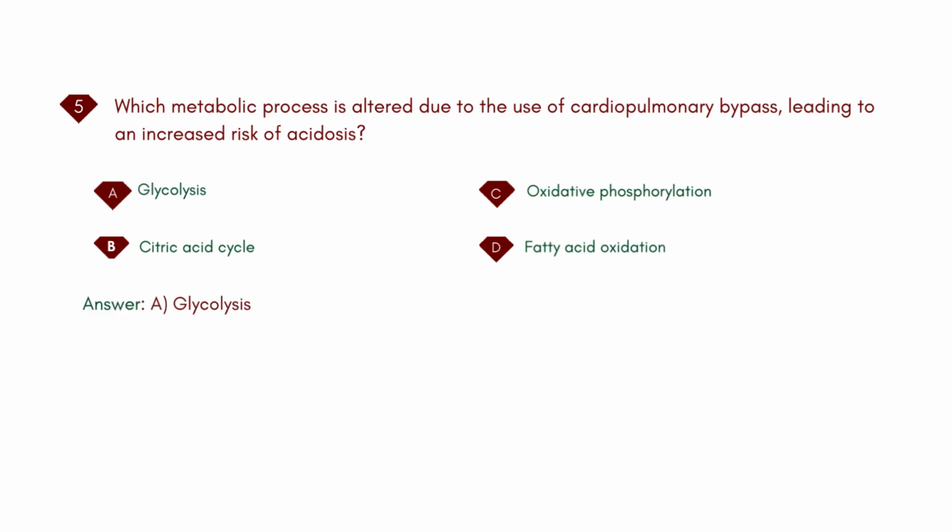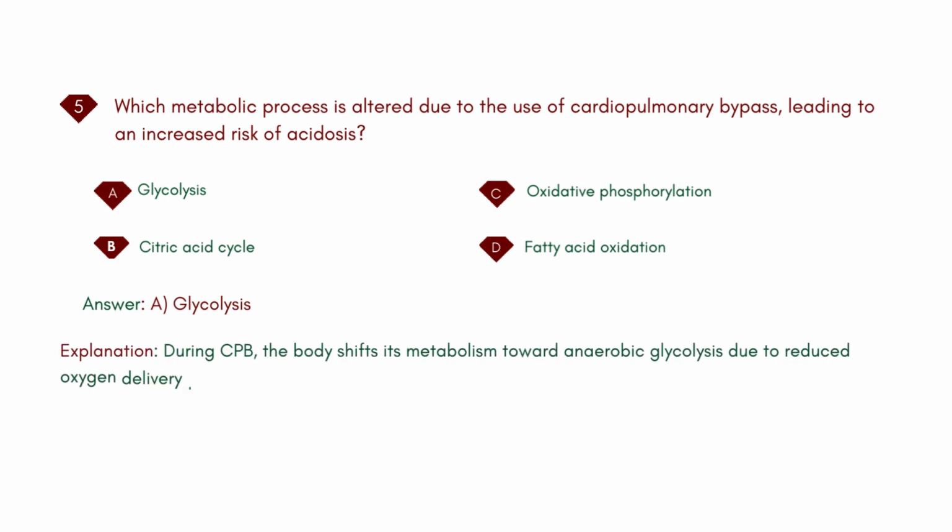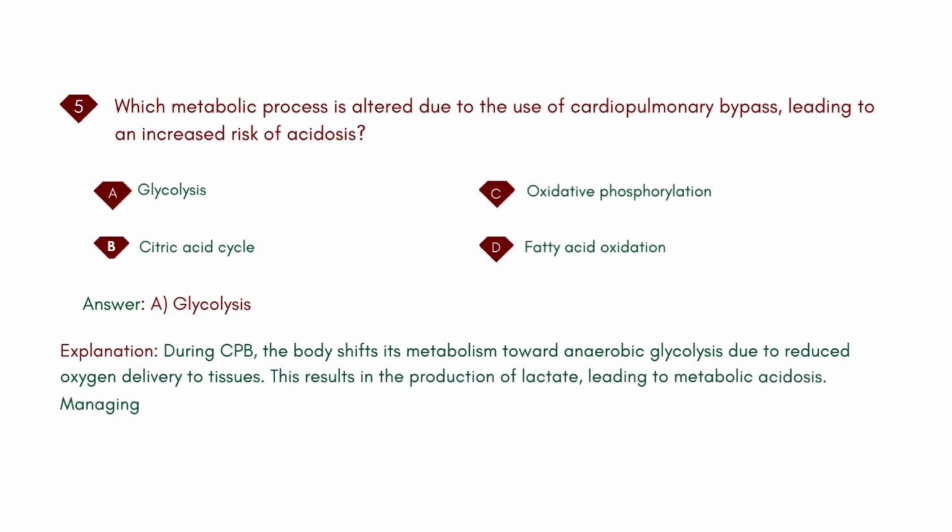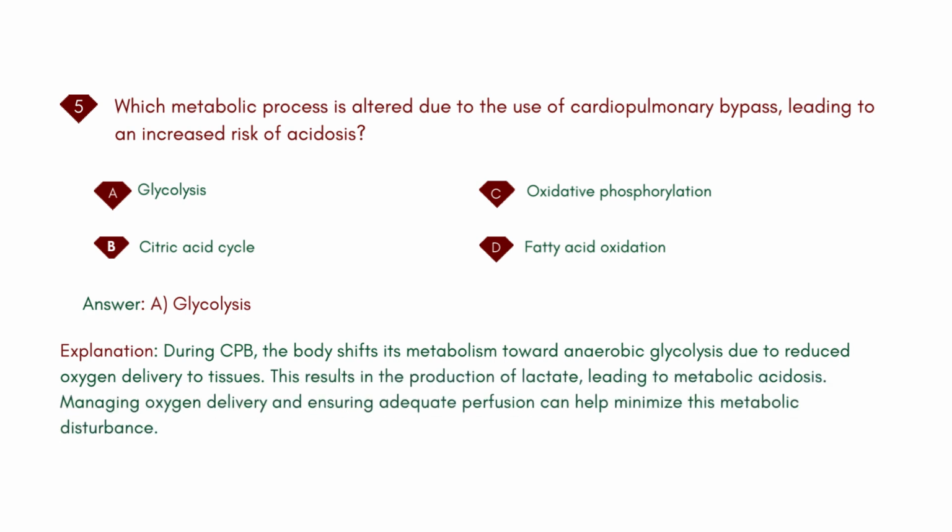Answer: A. Glycolysis. Explanation: during CPB, the body shifts its metabolism toward anaerobic glycolysis due to reduced oxygen delivery to tissues. This results in the production of lactate, leading to metabolic acidosis. Managing oxygen delivery and ensuring adequate perfusion can help minimize this metabolic disturbance.